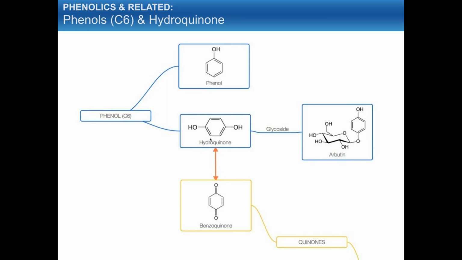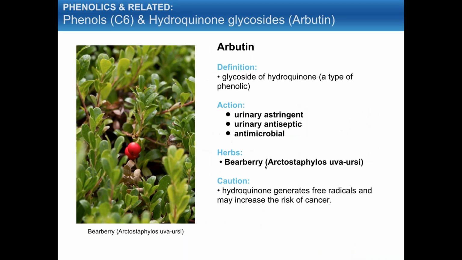So to start off with, we'll begin with the simplest phenols, things like hydroquinone, for example. Now, there is a herb, and so when I'm going through these, I'm going to talk about the herbs and use them as an example of a source of these compounds. There's a herb in botanical medicine called bearberry that's commonly used for urinary tract infections. And so its action is it's usually called the urinary astringent. We'll talk about astringency later on in more detail.